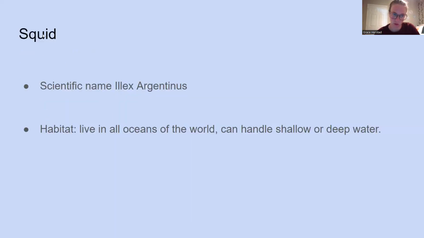So there's obviously lots of different types of squids, but I'm pretty sure the one that we dissected in lab was the shortfin squid, so its scientific name is Illex argentinus. Squids live in all the oceans of the world and are very diverse. They can handle shallow water, deep water, light, dark. They live in groups. They can live all alone. So it just really depends on the kind of squid you're talking about.